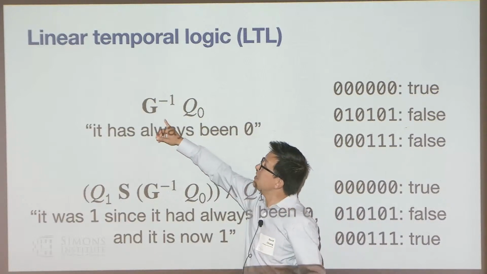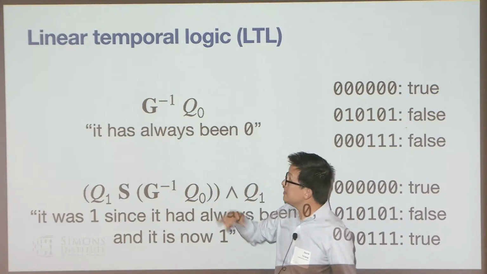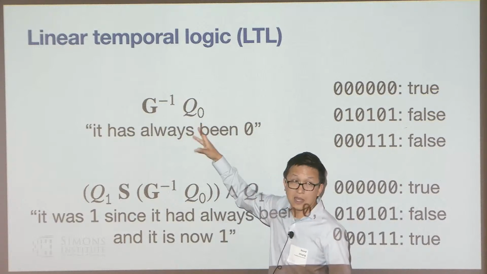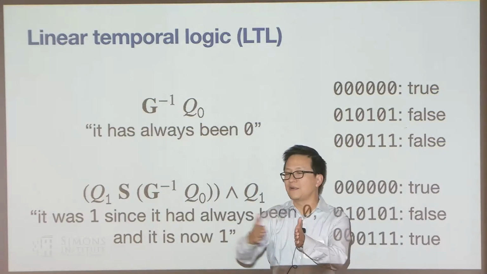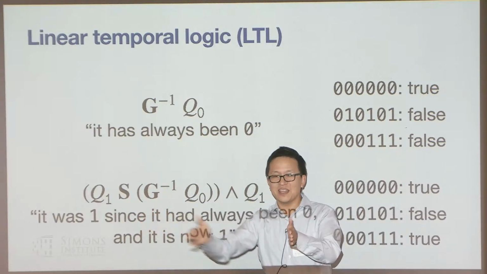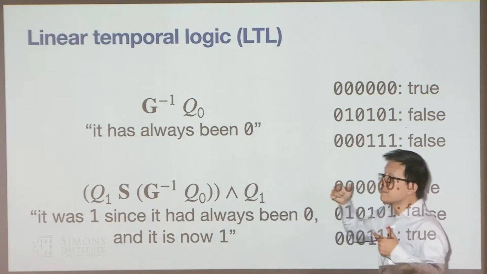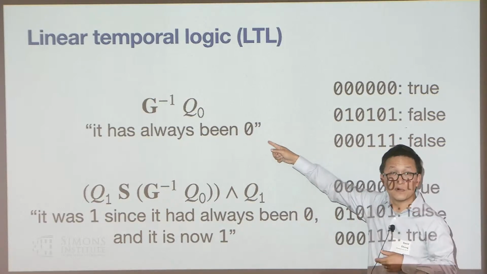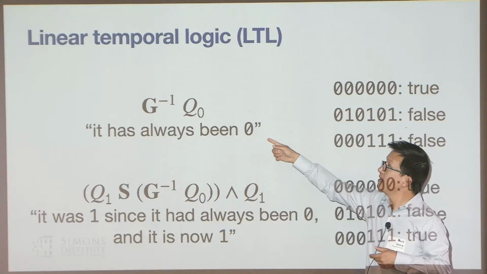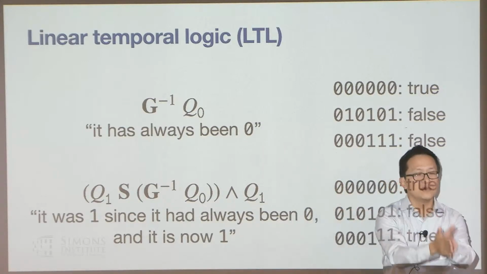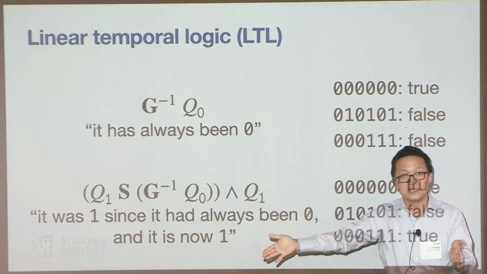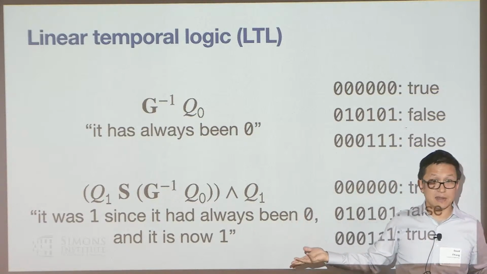Okay, and then this G inverse can be read as it has always been. So G inverse Q0 means ever from the beginning of time, which is the beginning of the string, up until now, it's been all zeros. Okay, and we evaluate the formula at the end of the string. So this is the same as before. This is 0 star. In English you could say it's always been 0. By the time you reach the end of the string, if it's true that it's always been 0, that's the same thing as 0 star. All the symbols are zeros.